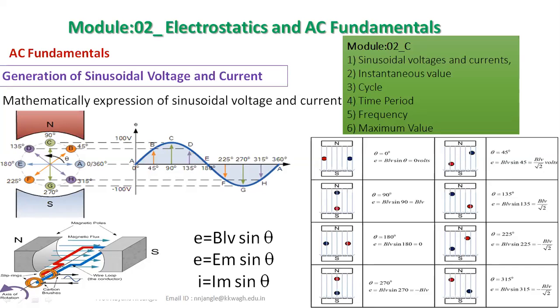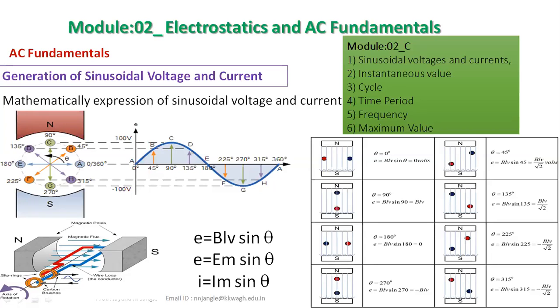Okay, let now it be again rotated by 45 degrees. So let the angle be 135 degrees. At angle 135 degree, E is equal to BLV sine 135, then it is BLV upon root 2. So in this way, if the conductor is rotated throughout the 360 degree, then the EMF induced in a conductor is drawn here on a graph. So this is the pictorial representation of the EMF induced in that conductor.